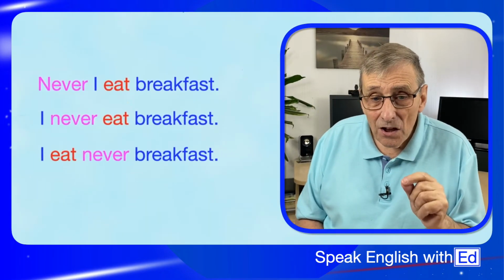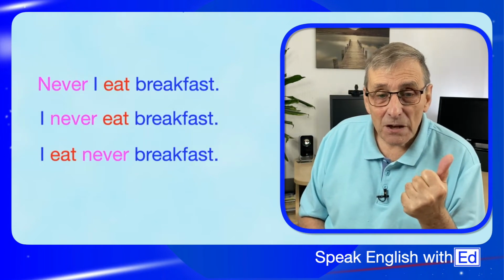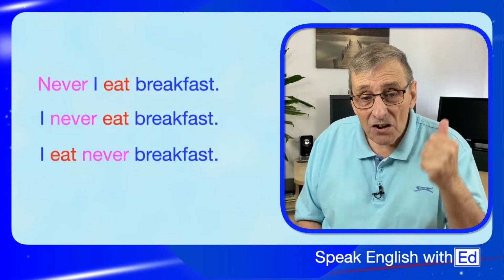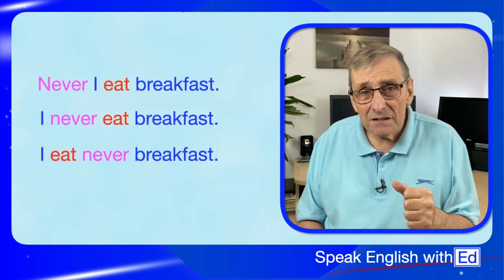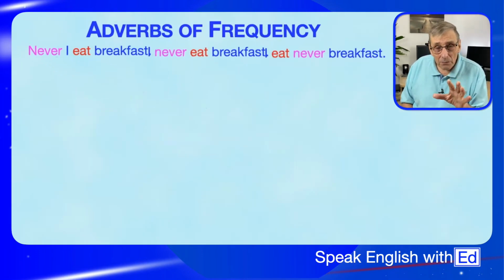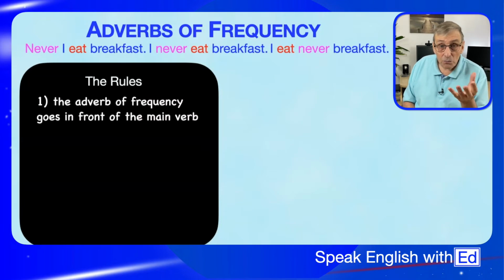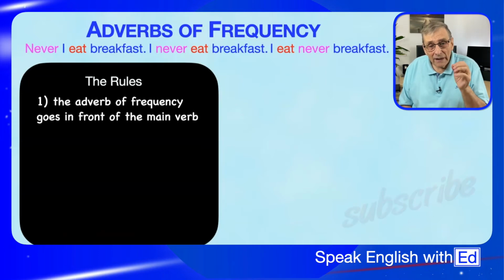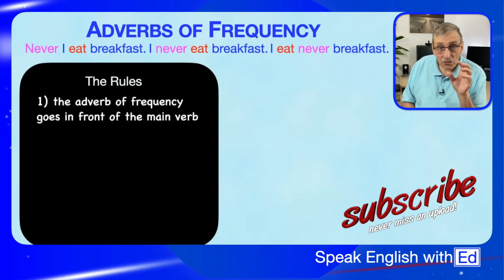We'll go back to those three original sentences here. Never I eat breakfast. I never eat breakfast, or I eat never breakfast. Which ones are these? We'll just park them again and have a look at some rules. Now, the first rule we've got here: the adverb of frequency always goes in front of the main verb. Okay, so the adverb of frequency goes in front of the main verb.